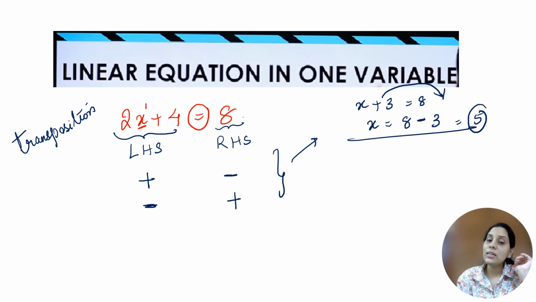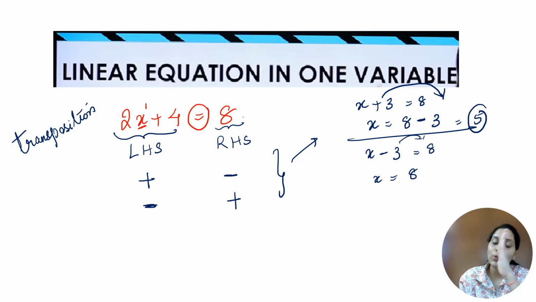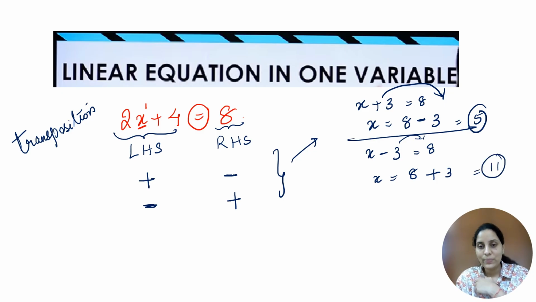Similarly, just in case I have x minus 3 equal to 8. Now again I need to find x. So basically I need to transfer minus 3 to the other side. When you take it to the other side, it becomes plus. So x is equal to 11.